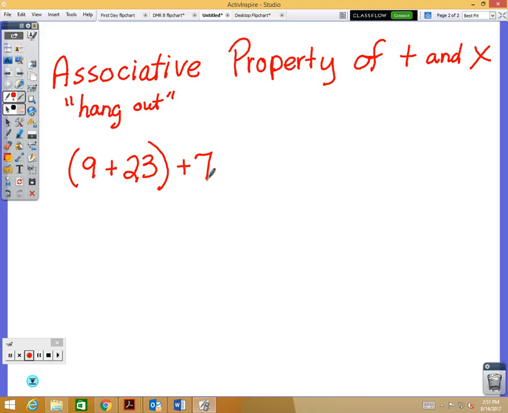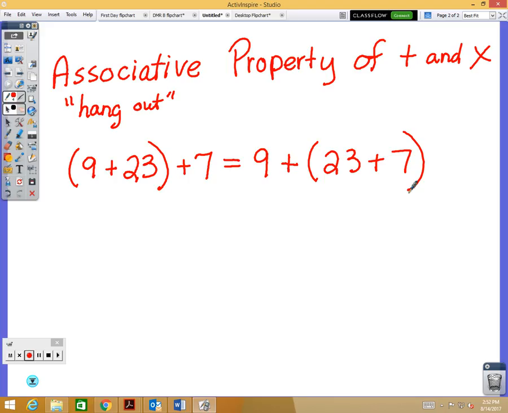They are associating. Now, if we were following the order of operations, we would need to do what was in the parentheses first, 9 plus 23, and then add 7. But what this property is telling us is we can change where the parentheses are. So instead of that, we could put 9 plus parentheses 23 plus 7. Because it makes more sense for the 23 and the 7 to be hanging out. Why? Because it adds up to 30, which is an easier number to work with. So that is one example of why you would use the associative property.